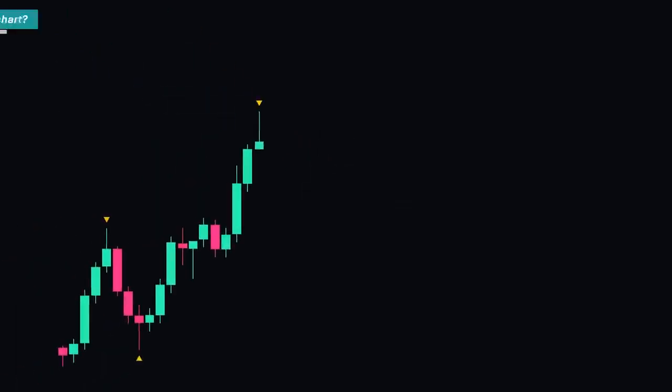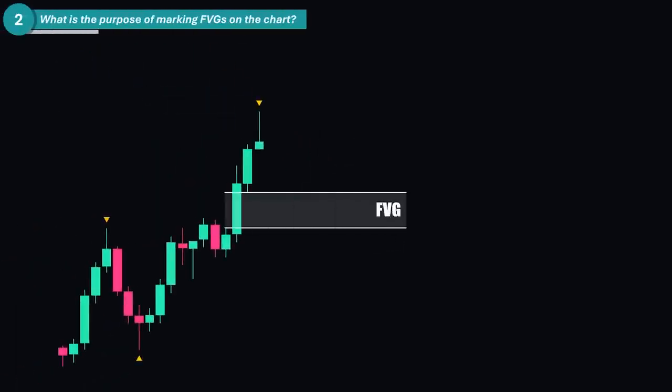But what is the purpose of marking FVGs on the chart? These gaps represent inefficiency in price movement, meaning the market may later return to fill them as the price seeks equilibrium. Additionally, traders often use these gaps as key areas of interest, anticipating potential price reactions when the market revisits them.